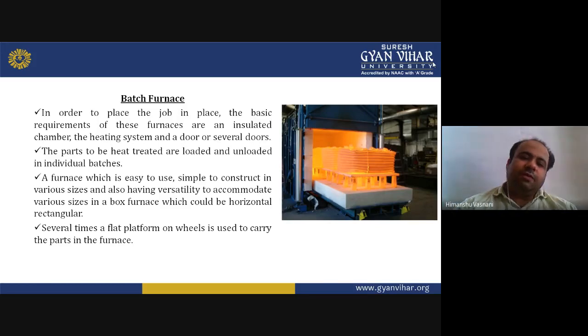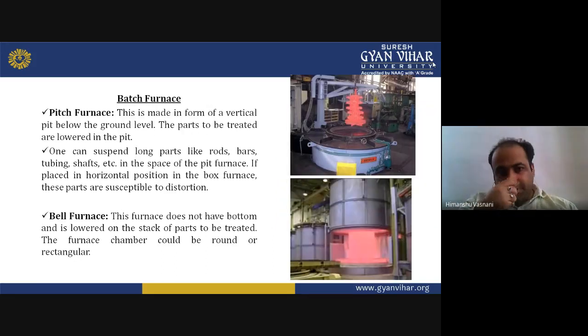Several times a flat platform on wheels is used to carry the parts into the furnace. We normally use some kind of flat platform. In the diagram you can see there is a flat platform that is used for loading and unloading the workpieces inside the furnace and outside the furnace. So this is helpful.